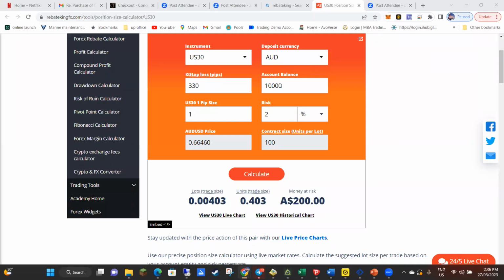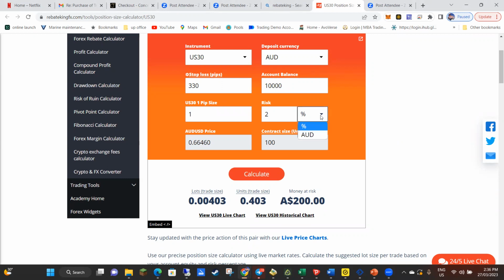Yeah, just enter in your account balance. I've gone with 10,000. For this particular exercise, when you're trying to calculate the lot size you should use, always just have 1 here, because we're going to be working out the order size based off one whole pip, 1 pip size. Okay, so always just have 1 in there.